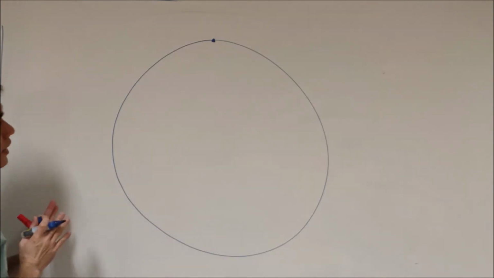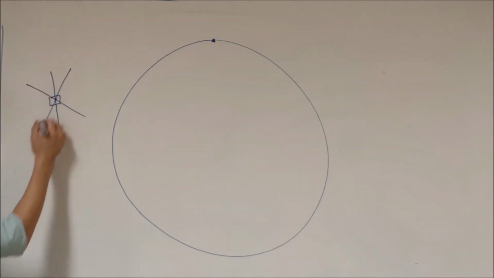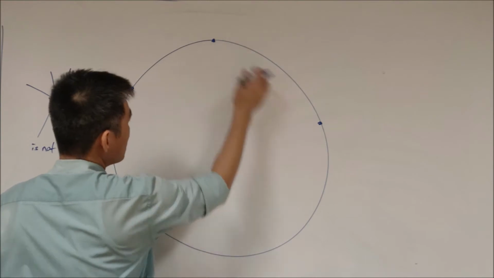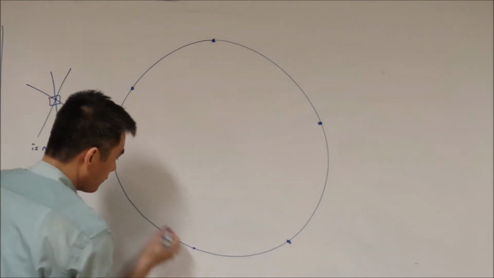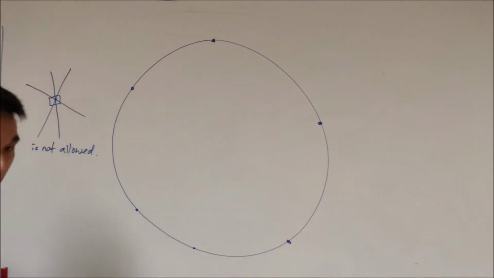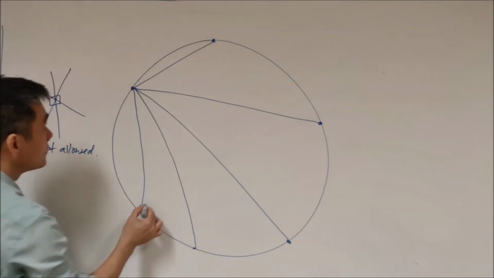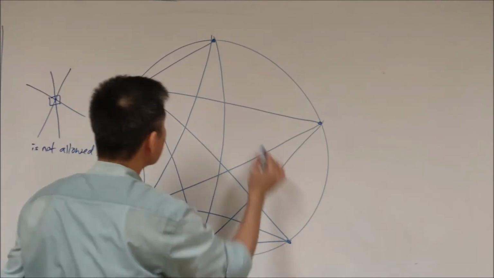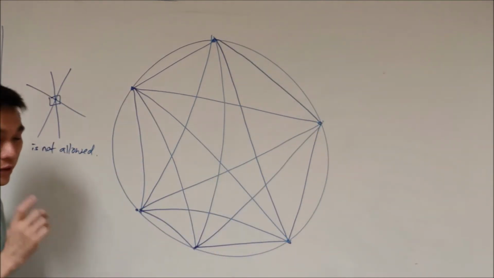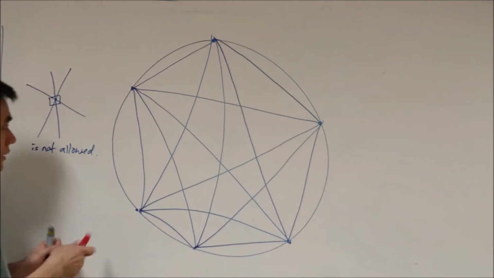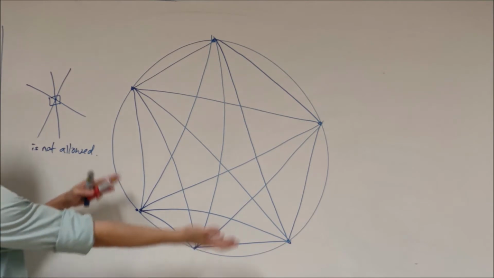The assumption that we have to make is this is not allowed. 1, 2, 3, 4, 5, 6. We draw it as big as possible so that it's easy for calculation. Now we are going to do the counting. Okay, so we need to do a systematic way.